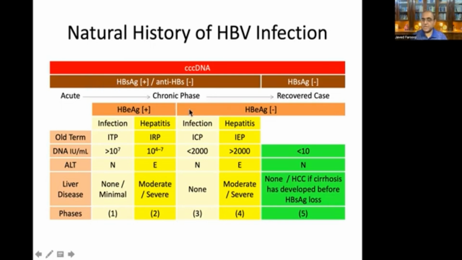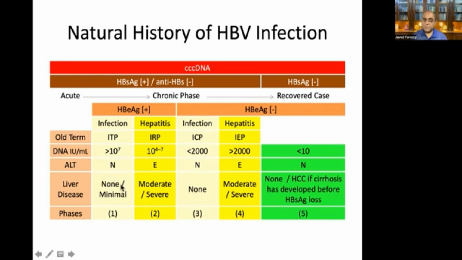In the recovered phase, it is negative. And this is the antigen positive status, negative status, old terminology. The DNA level is very, very sky high in the HB antigen positive infection, second highest in the HB antigen positive hepatitis, then less than that.